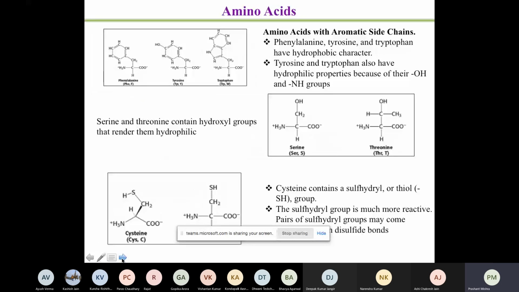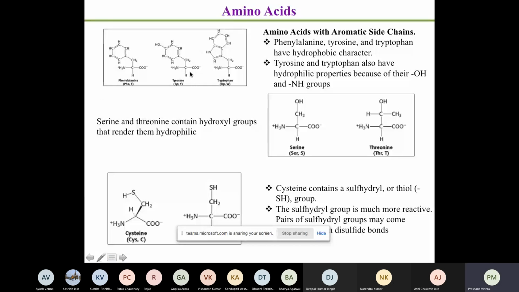So if I want to write a code of the amino acid, it becomes very difficult with the three-letter code. But still, in some books, you will find the three-letter code. So I have given both the three-letter code and the single letter code, and that is what you will find in most of the books. So I have talked about phenylalanine.